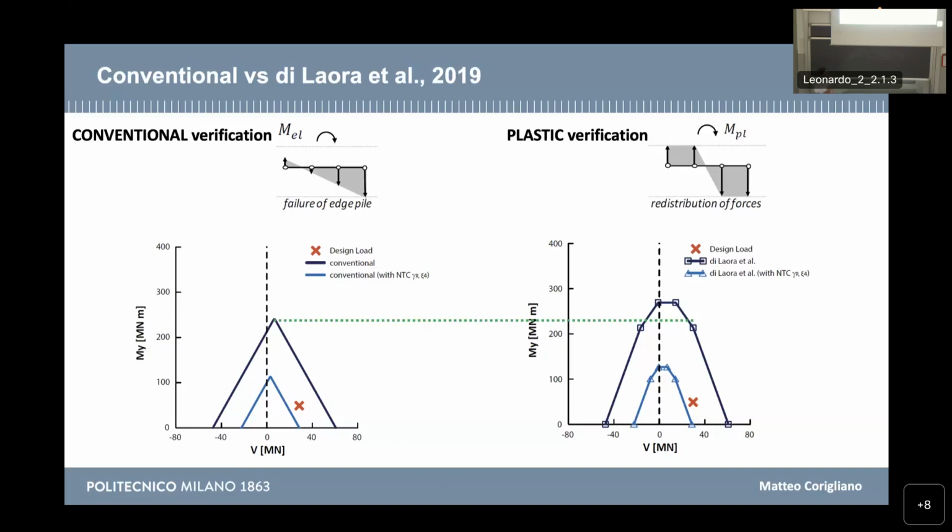We see that for this typical configuration of the foundation, that is typical of the 60s, the plastic verification proposed by Di Laura is not so different from the elastic approach, and this is due to the particular configuration of the piles, even if the plastic approach can be used in a proper way for other types of foundation, but it is not our case.